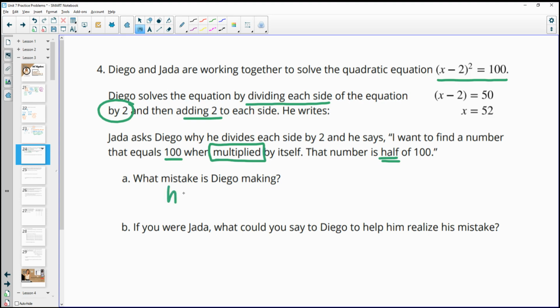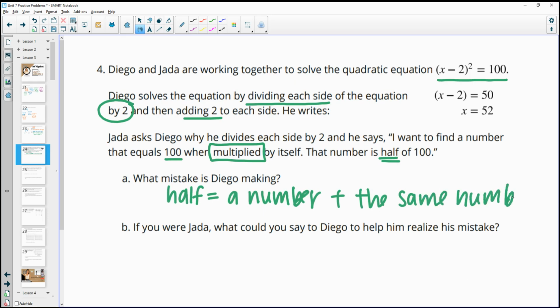So when we talk about half, a number plus the same number. Okay, so this is adding. So half of a number is the number that adds to itself to get to a number. Okay, so 50 plus 50, right? So it's 50 plus 50 that equals 100, not 50 times 50.